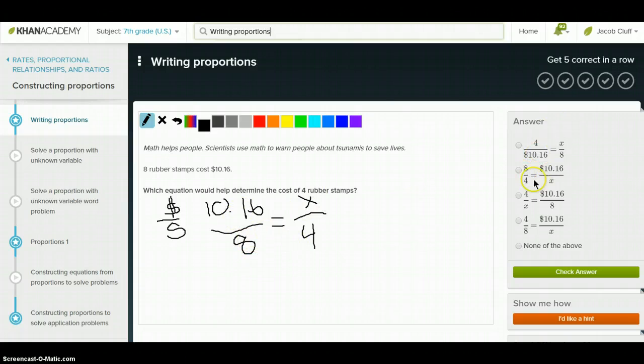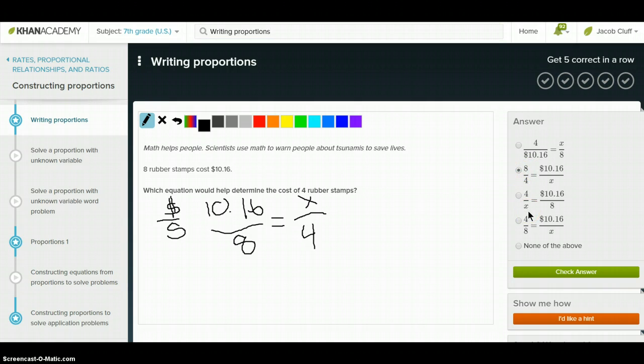Essentially, because there's a lot of different options over here, if the $10.16 is on the opposite side from the 4 stamps, and then the 4 and the 8 are on the same side, so if you can cross multiply 4 by 10.16 and then divide by 8, that'll bring you your X value, no matter how these are located. So let's see, 4 times 8, no, that's not going to work. 4 times 10.16 divided by 8, that looks like that'll work.